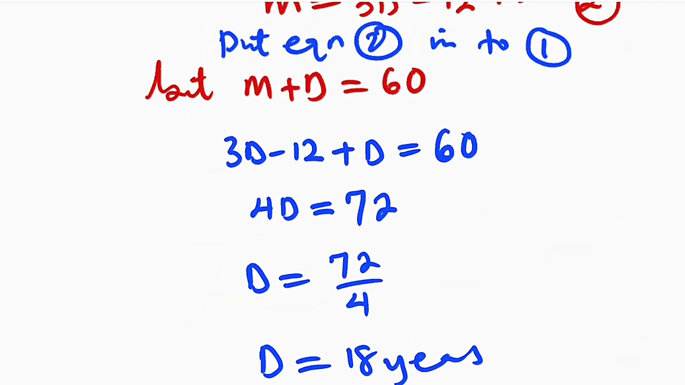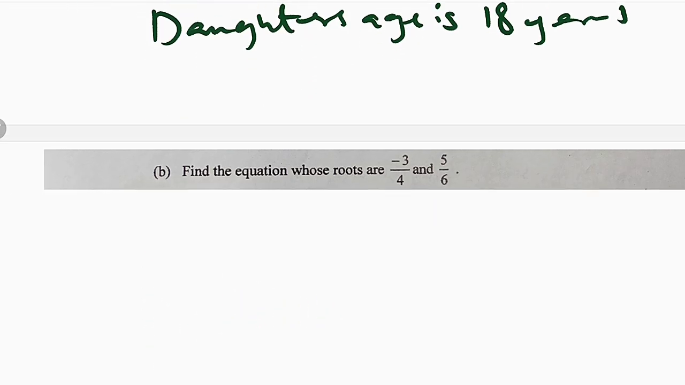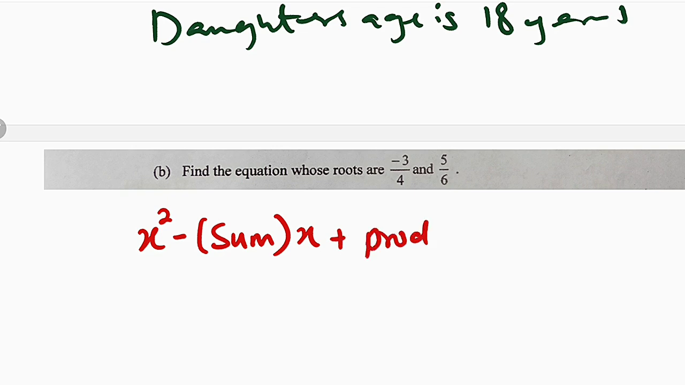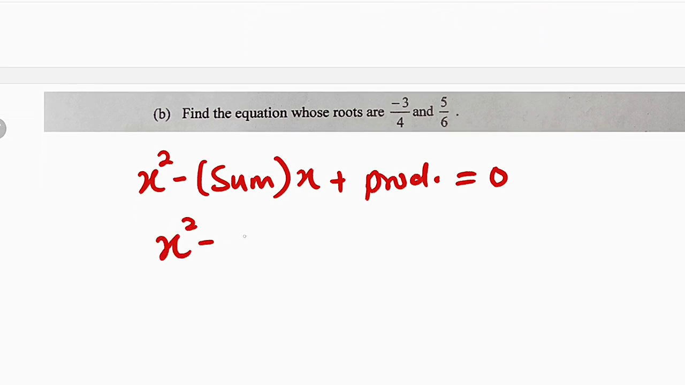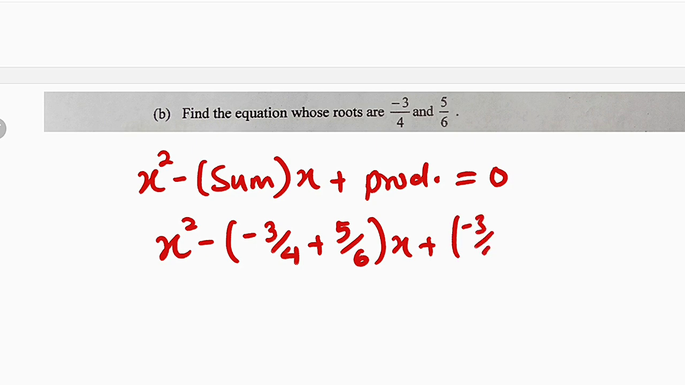So now let us move on to the second part of the question. To form this quadratic equation, we are going to take x squared, we subtract the sum of the roots, we multiply by x, then we add the product. Then we equate everything to be equal to 0, right? So this is x squared minus the sum, meaning we should add these two together, minus 3 over 4 plus 5 over 6. Then we multiply by x, then we add the product, which will be negative 3 over 4 multiplied by 5 over 6. And this is equal to 0.